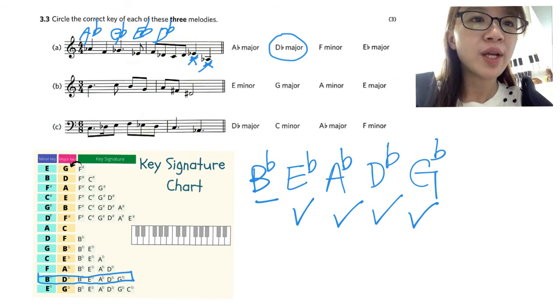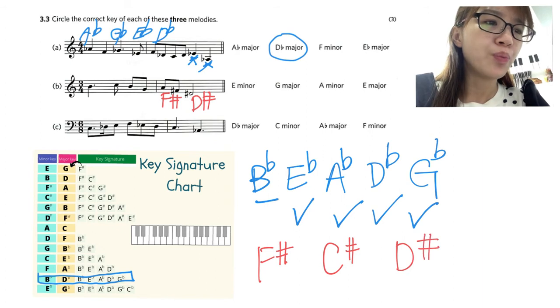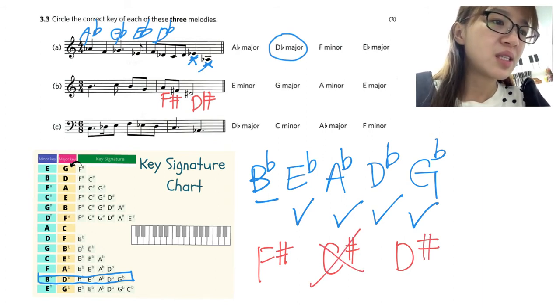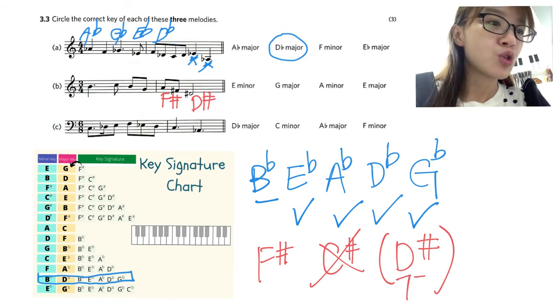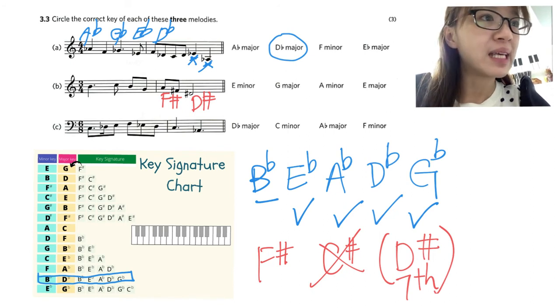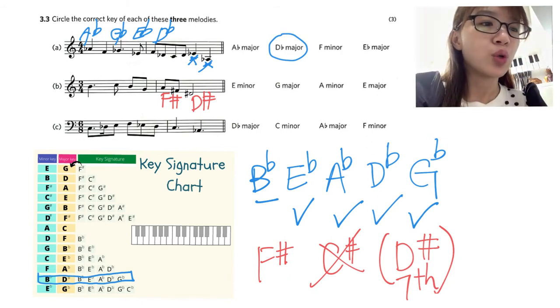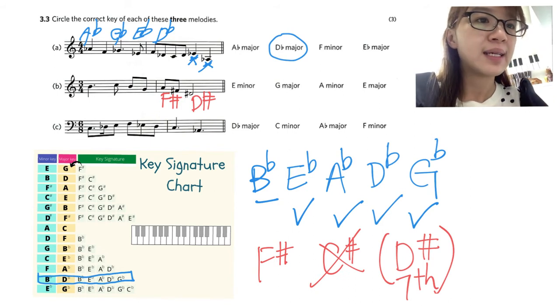Question B. Write down the sharps. You have the F sharp and the D sharp. We know the very first sharp is F sharp. The second sharp should be C sharp, but there is no C sharp. Okay, but it goes to the D sharp. So you can think that this could be the seventh note. So let's say we go to the F sharp and try to think of the minor key, E minor. The seventh note of E is D: E, F, G, A, B, C, D. D note. So the answer is E minor.